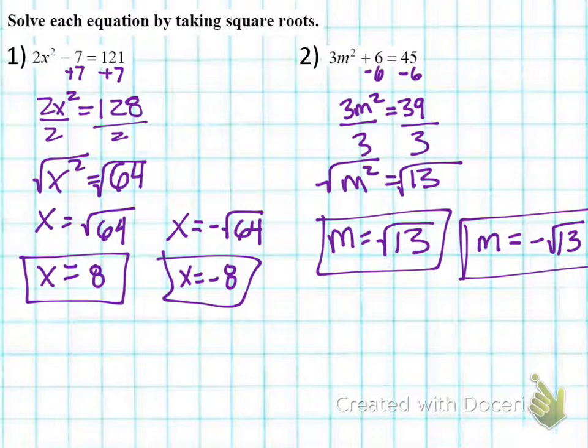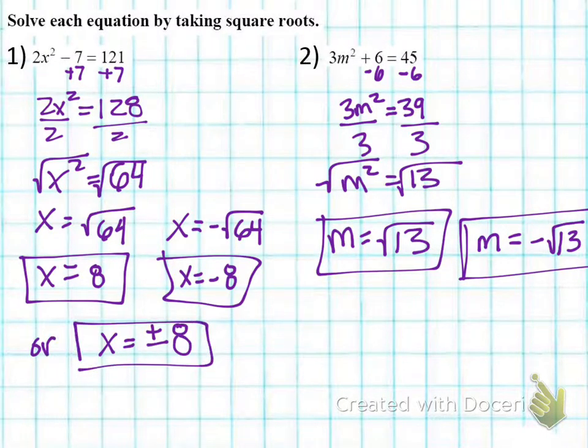If I want to be kind of fancy or lazy as a mathematician, I don't have to write two answers. Instead, I can squish them together and write this just as x equals plus or minus 8. Okay, so this says or that. So you can give these two solutions, or you can just give this, which is also two solutions, but it's written in one line. Okay, it's a little neater. Same thing with number 2. I can say m equals plus or minus the square root of 13.